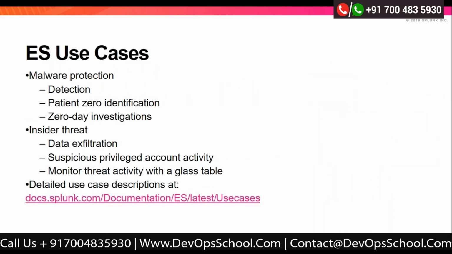And then we have some use cases, like some basic use cases, let's say. So we have a use case for malware protection, like we can identify patient zero malware or zero-day investigations. And for insider threat, we can identify data exfiltration in multiple ways, like through USB, through email, through cloud storage. But yes, one question can be, if someone is trying to take the data out by printing it out, then how can you monitor that? So can anyone answer that?